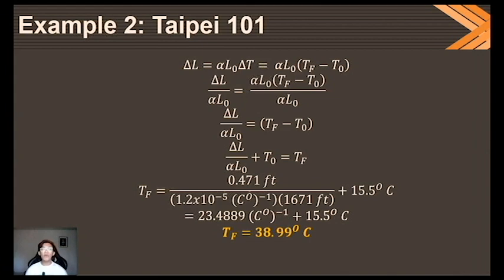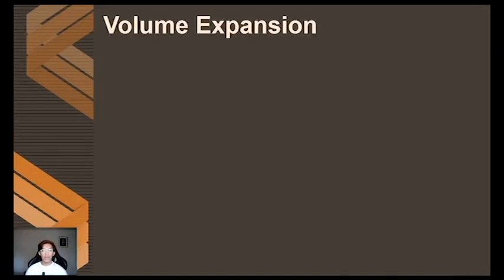Let's proceed to volume expansion. Increasing temperature usually causes an increase in the volume of both liquid and solid materials. Just as with linear expansion, experiment shows that if the temperature change, delta T, is not too big, the increase in volume, delta V, is approximately directly proportional to both the temperature change and the initial volume of the material. And delta V, the volume expansion, is also directly proportional to the type of material that we have.